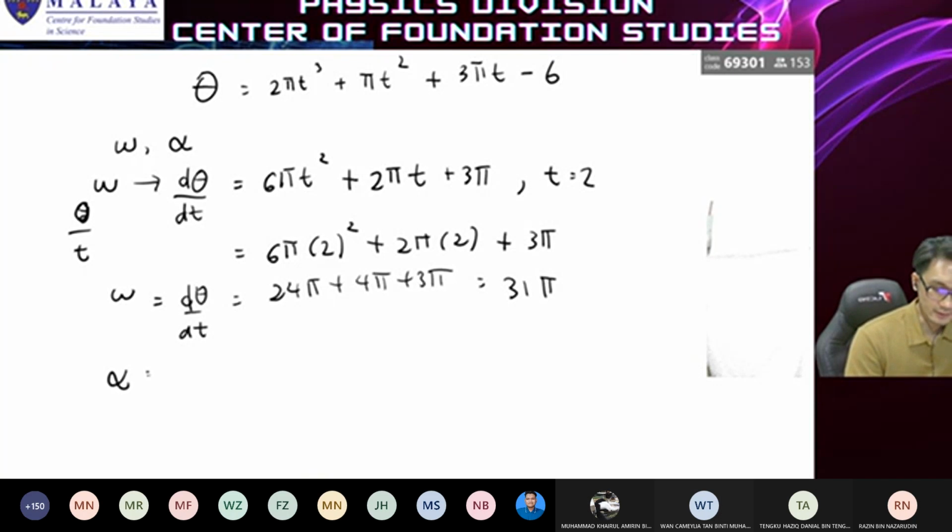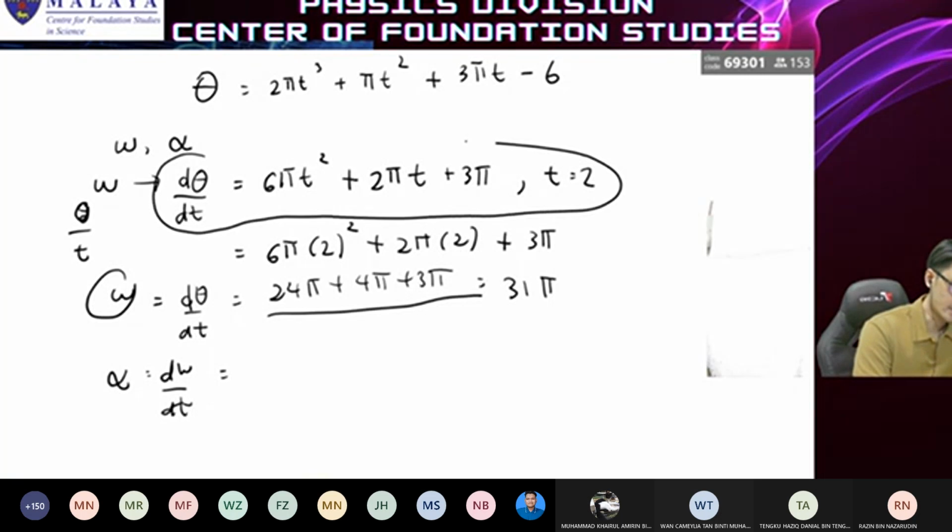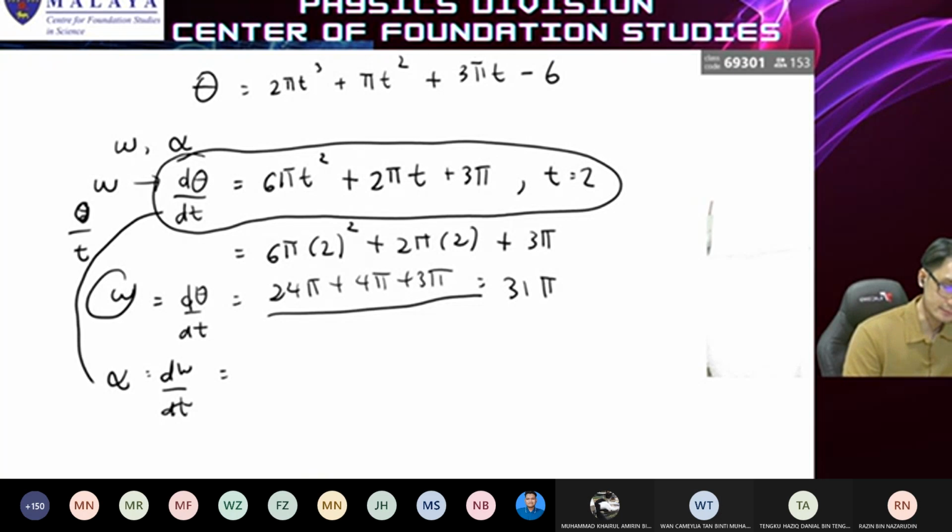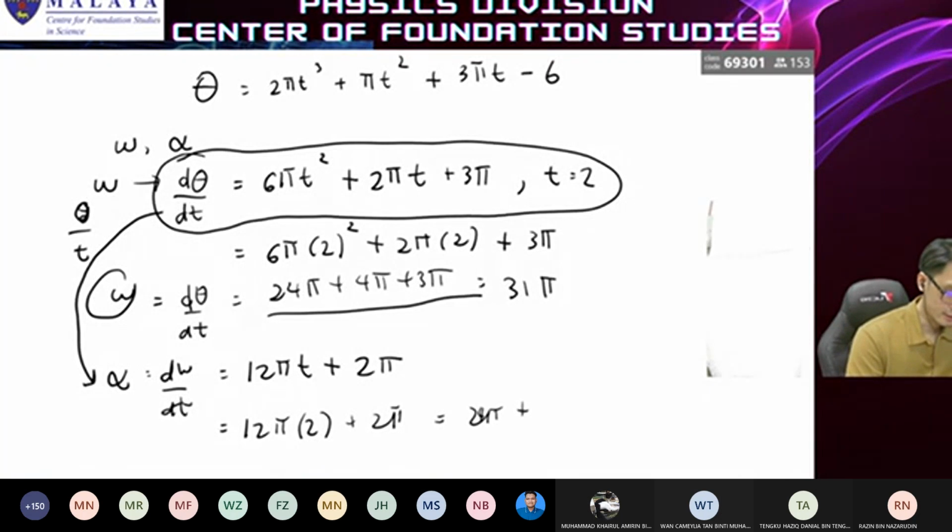Then we want to find alpha, the angular acceleration. We can differentiate one more time. This is d theta over dt, which is omega, so we do d omega over dt. We differentiate again. 6 pi t squared differentiates to 12 pi t. 2 pi t differentiates to 2 pi, and 3 pi gives zero. So we substitute the value t of 2: 12 pi times 2, plus 2 pi. 12 times 2 is 24 pi, plus 2 pi. So we will get 26 pi.